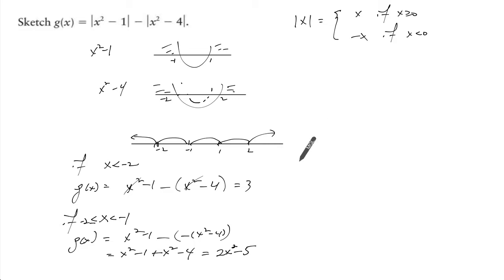Now if x is greater than or equal to -1 and less than 1, note that they're both negative. So we have to take the negative of that. And negative will just give you the positive.